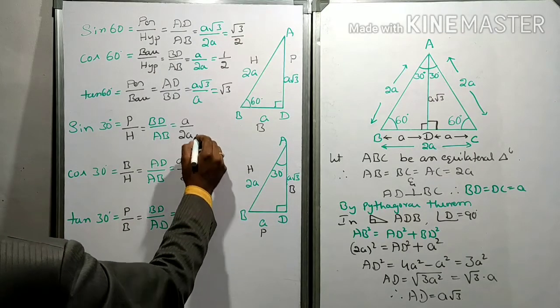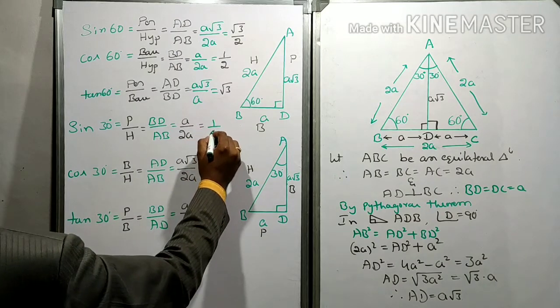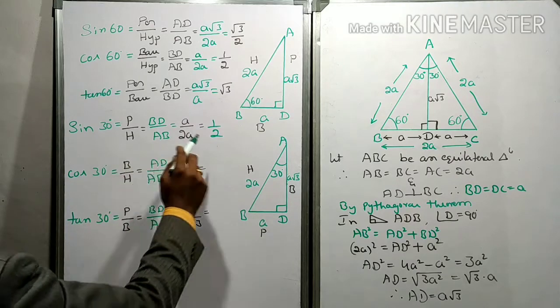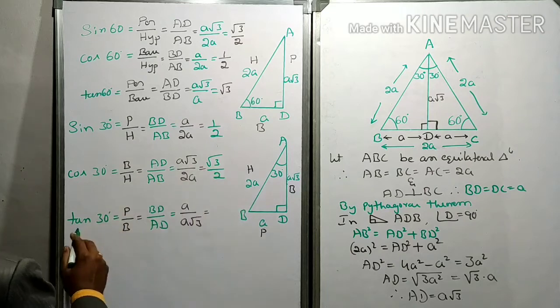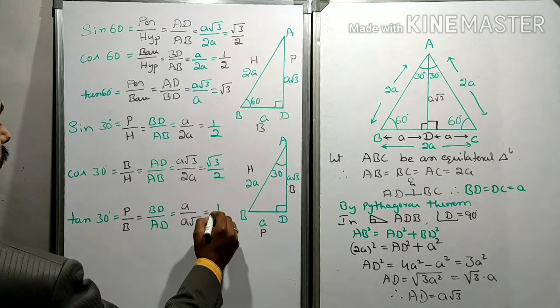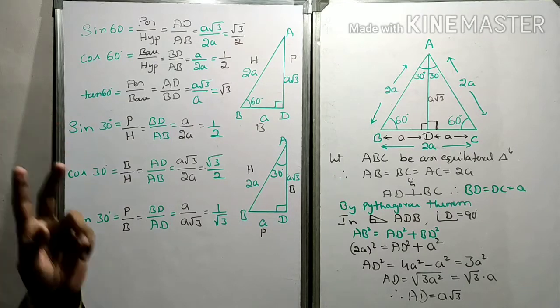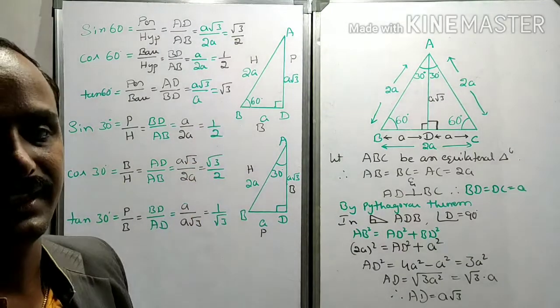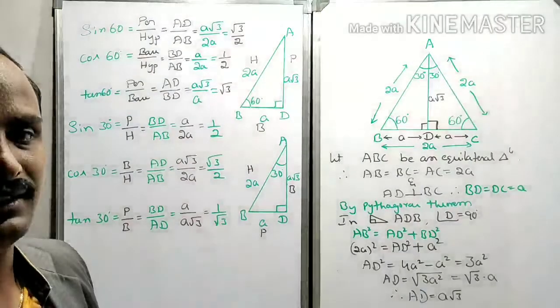Now the next and last step, simplification. Here numerator A, denominator A cancel: 1 upon 2, which means sin 30 degree is 1 upon 2. This is a standard value. Cos 30 degree, A and A cancel: root 3 upon 2. Tan 30, A and A cancel: 1 upon root 3. Is it correct, dear children? Now finally we got the trigonometrical ratios of two standard angles, one is 60 degree, another is 30 degree. Shall I write that in a box, dear children? You will understand easily.